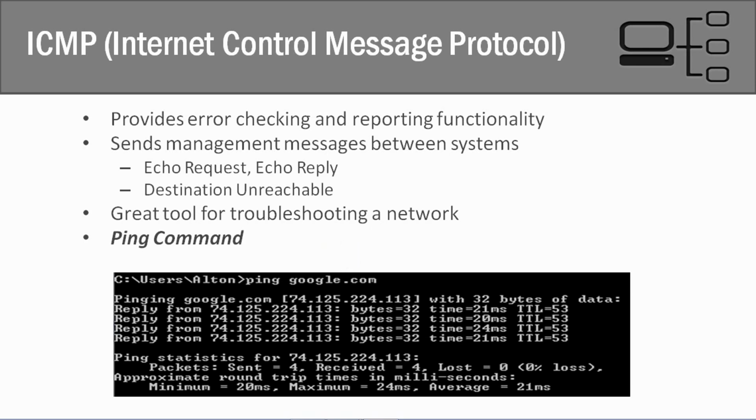Your computer is going to ping them, and if it can communicate with them, that device is going to ping you back and say, okay, I heard you okay. We call this an echo request and an echo reply. So you're going to be sending the echo request, and if they can communicate back, they're going to send an echo reply. If for some reason they can't communicate back, they're going to send a destination unreachable.